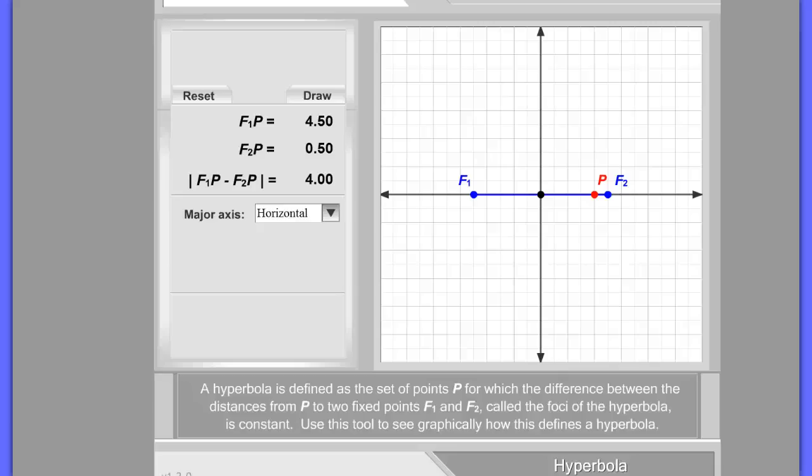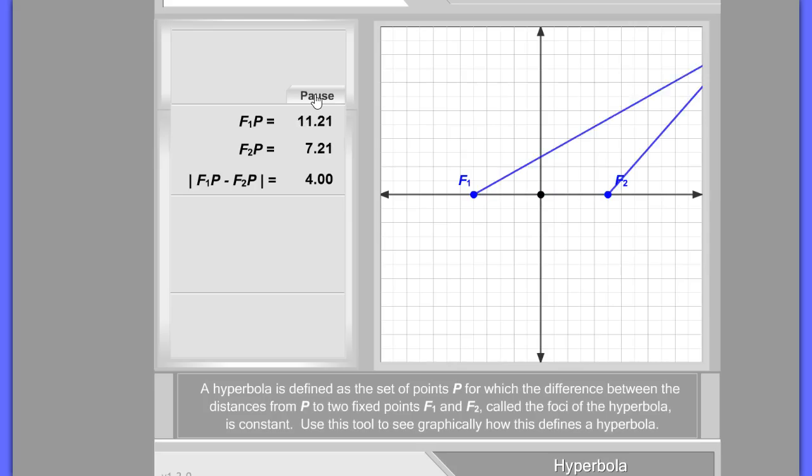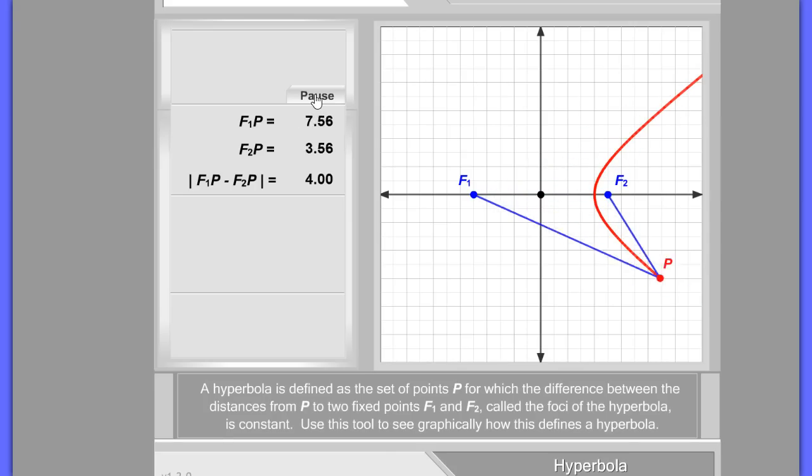Then underneath here on the left again, it says the absolute value of that segment length F1P minus the segment length of F2P. So we're seeing the difference between those. The reason it's doing absolute values is because sometimes the distance of F2 to P is going to be larger, okay? Now if I hit draw here, you can see all of the points on the hyperbola start to be graphed.